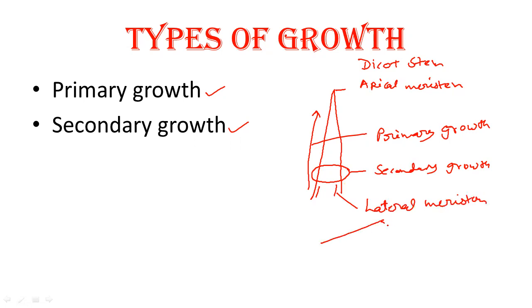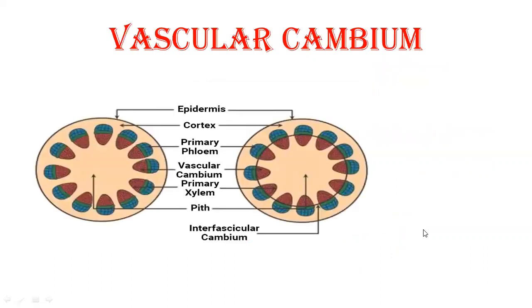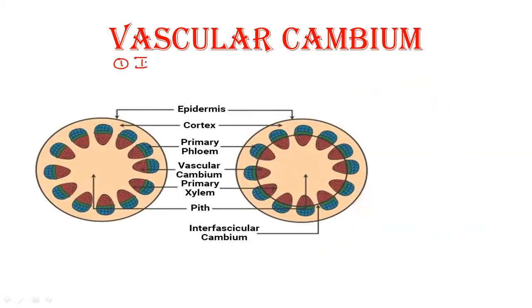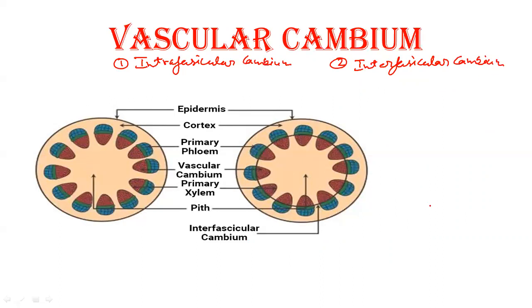Lateral meristem is of two types. First is vascular cambium and the other is cork cambium. First we talk about vascular cambium. Vascular cambium is also of two types. First is intrafascicular cambium and the other is interfascicular cambium. First we talk about intrafascicular cambium.